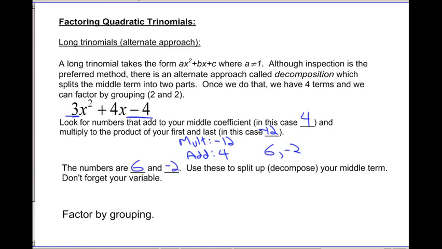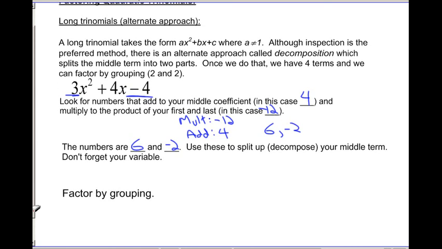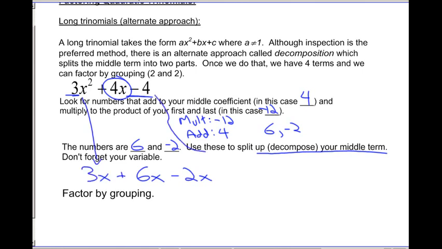And what people are tempted to do then is go x plus 6, x minus 2. But if you check that with FOIL or with multiplying out, it's not going to work out for you. You won't get the original expression. For a long trinomial, there are a few extra steps, hence the name long trinomial. So I'm going to use the numbers 6 and negative 2 to split up or decompose my middle term. I'm going to take the term 4x and split it up into a 6x and a negative 2x. That still means the same as 4x. I've still also got my 3x squared and my negative 4.